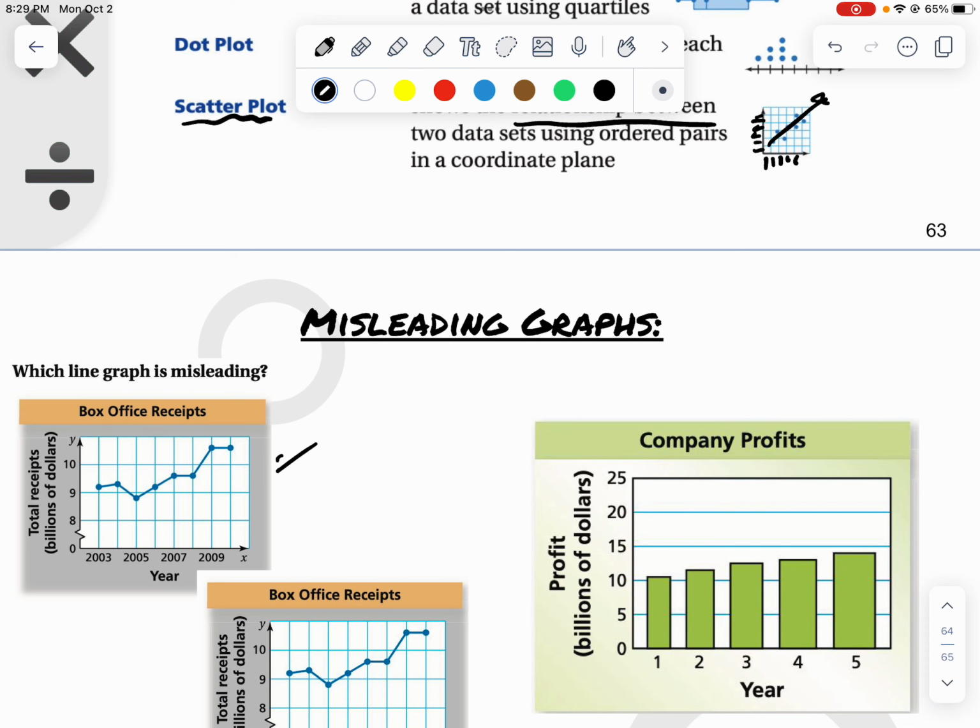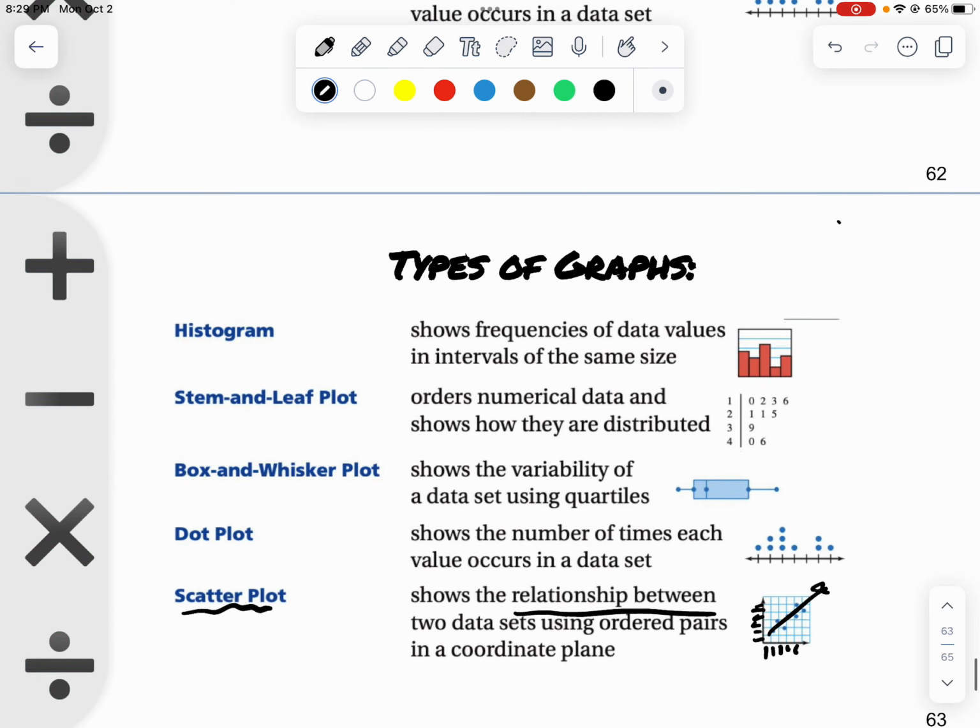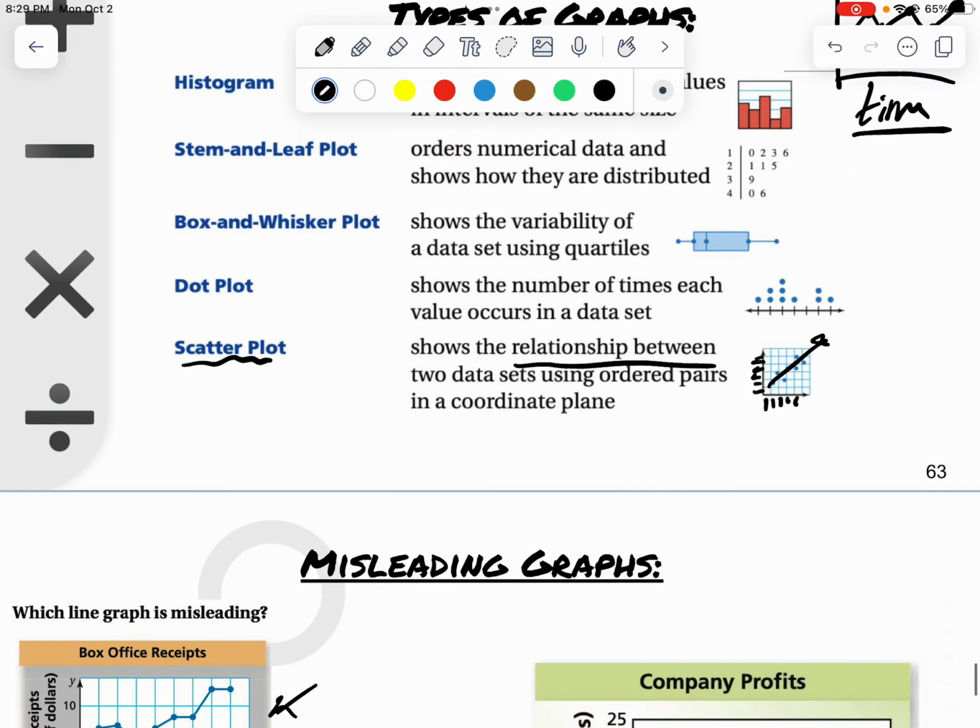One other one that's important to note, and we'll see it on the next slide, is a line graph that looks like this. A line graph will be useful when we are looking at something over time. That's going to be the key, we are looking at something over time. Yeah, that's a line graph right there.